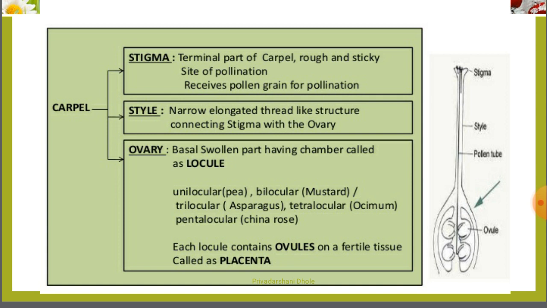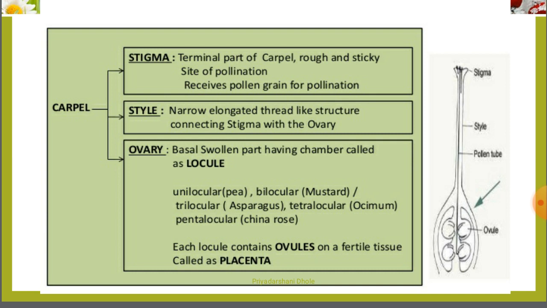The ovary contains the ovules. Now the stigma is the terminal part of the carpel, which is rough and sticky, the site of pollination, and it receives pollen grains. Below that there is a long tubular structure, which is the style, a narrow, elongated, thread-like structure connecting the stigma with the ovary. The last part is the ovary, the basal swollen part having chambers called locules, and each locule contains the ovules.